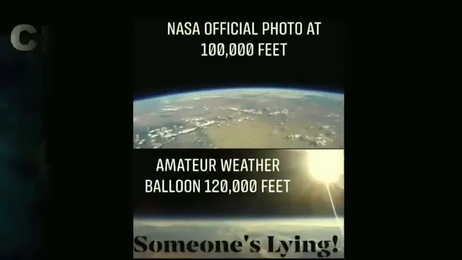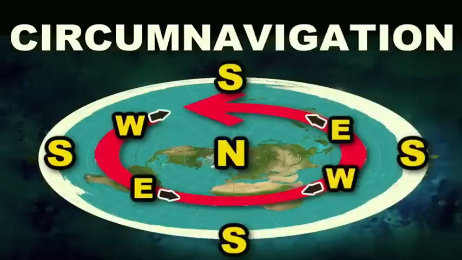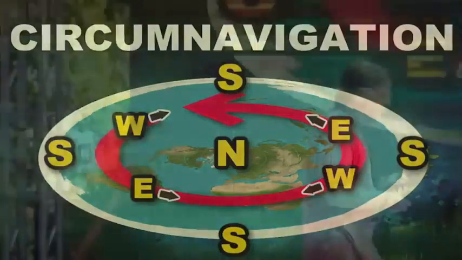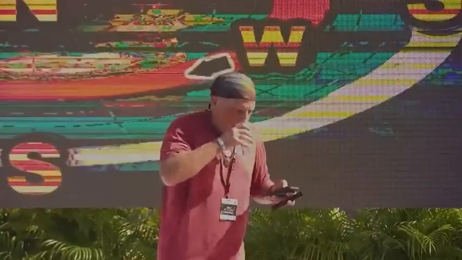Circumnavigation. I can go around the world. And Amelia Earhart went around the world. The north is at the center, south is on the outside, east and west are circles. That doesn't prove the earth is flat. That proves that they're both the same. It works the same on both flat earth and round earth.